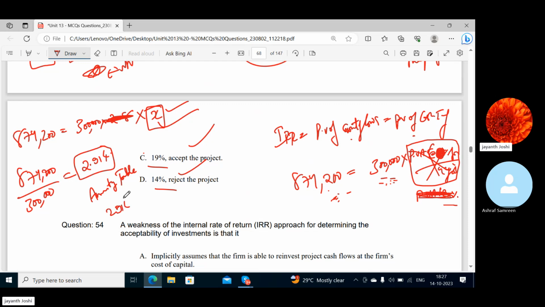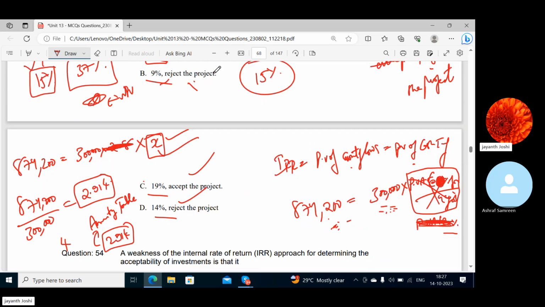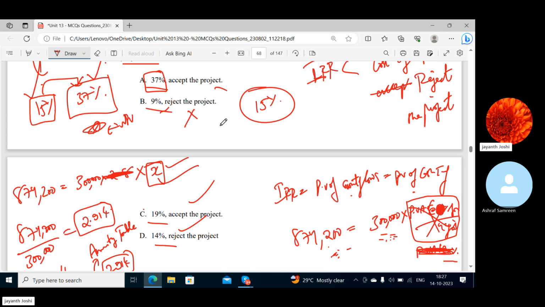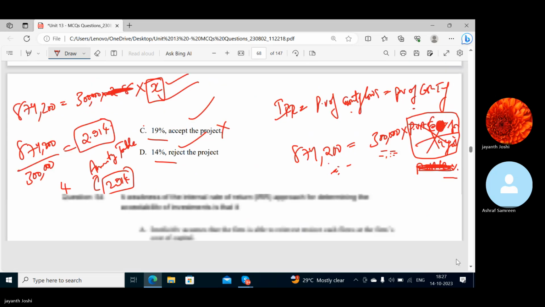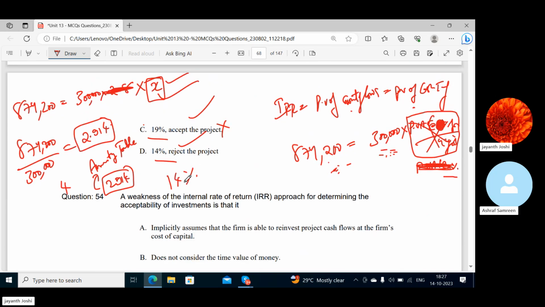2.914, where does it fall in the annuity table? 4 years, at exactly 14%, right? So I am not going to check the other 3 options, because I'm going to eliminate them since I got my answer. It is going to be 14%, that is the rate.